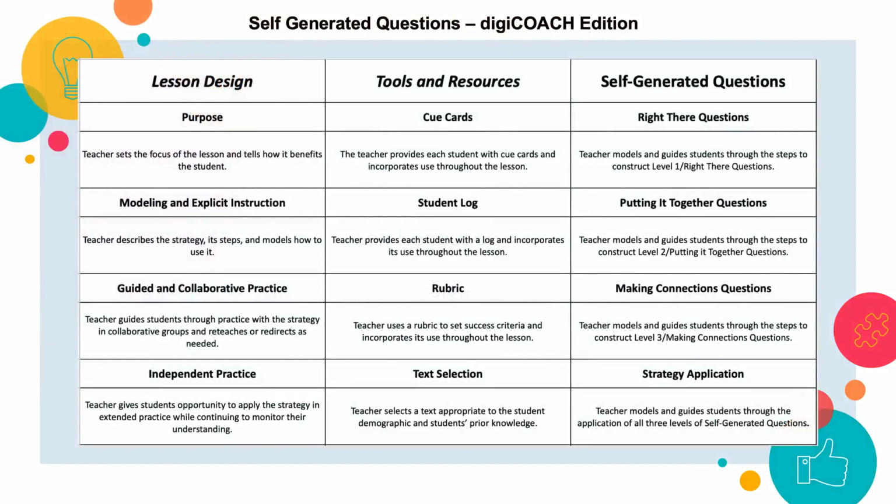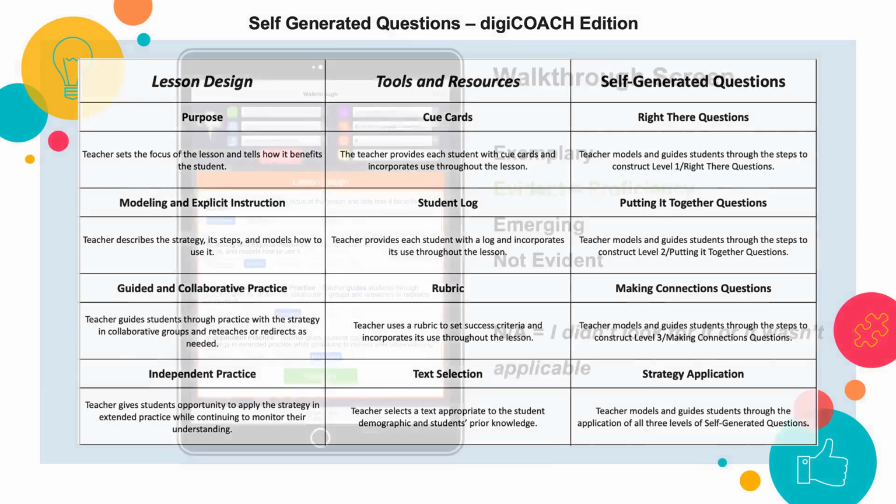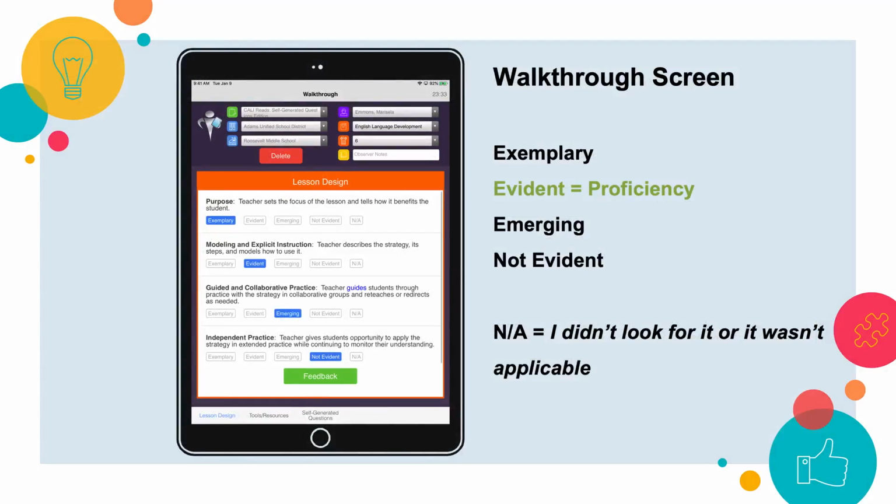A quick terminology overview of our system. We call this the Self-Generated Questions Matrix Addition. The idea is that you'll be able to use this matrix or addition when both creating lessons as well as self-reflecting on lessons or doing peer walkthroughs with colleagues as they utilize the self-generated questions addition or content in their lessons. On this example, you can see we're looking at the lesson design focus area, and you can see the blue buttons where we've scored these look-fors. Purpose, for example, has been marked as exemplary, where modeling and explicit instruction has been tagged as evident.